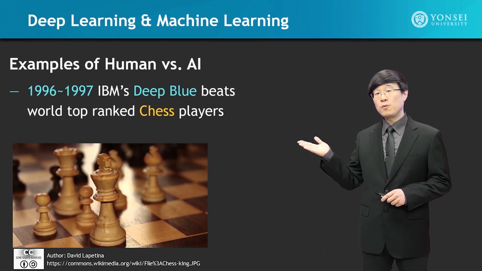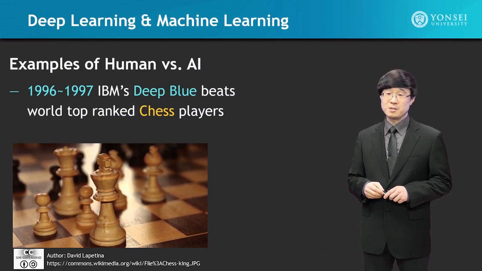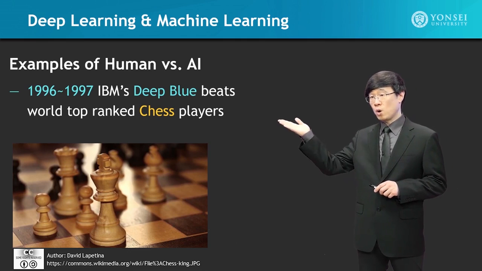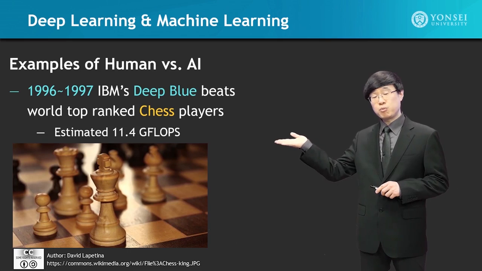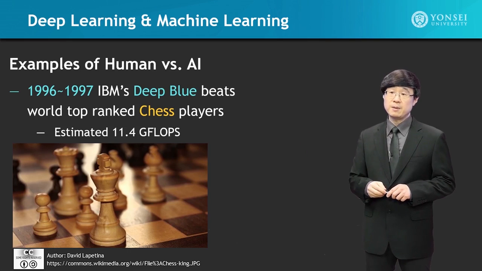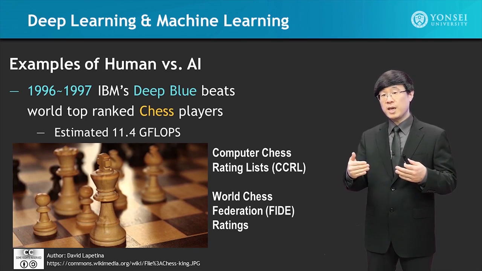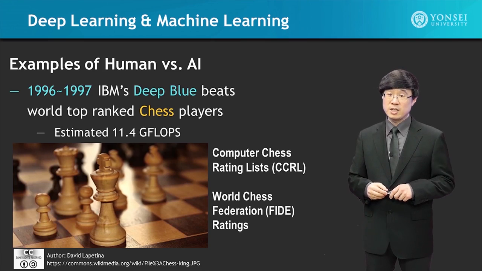Now, we'll focus on some examples of human versus artificial intelligence. We'll start off with this one. In 1996 and 1997, IBM's Deep Blue beats world top-ranked chess players. The estimated processing capability was 11.4 GFLOPS, and due to this, the computers became so powerful at chess and they won most of the matches.